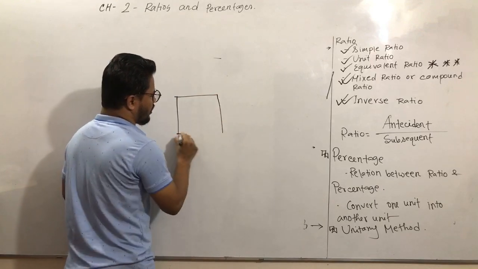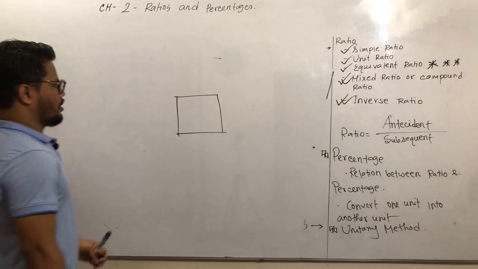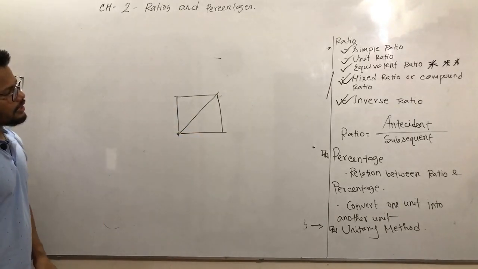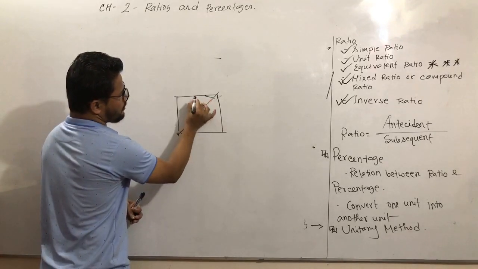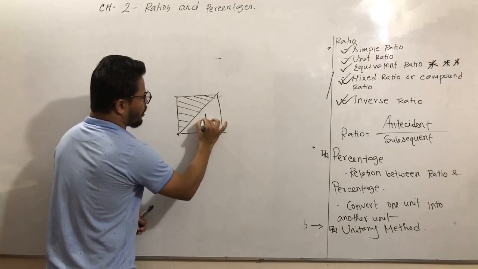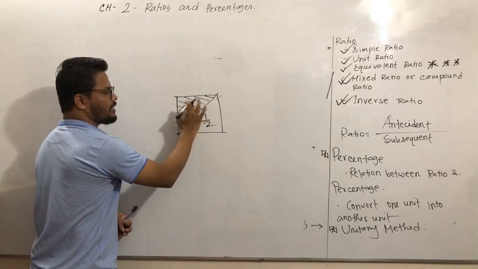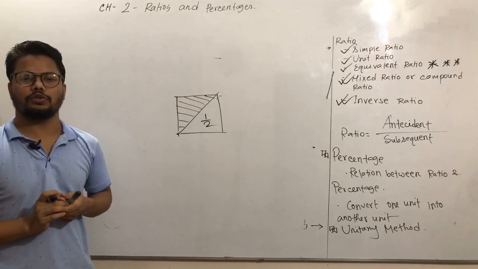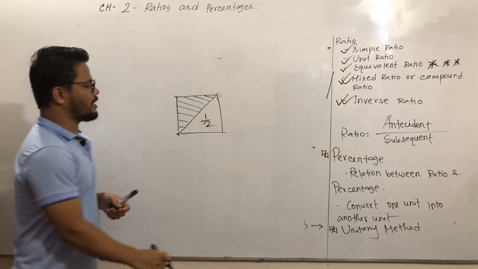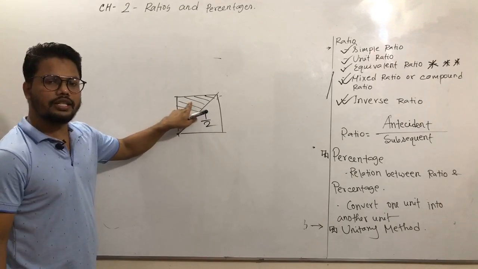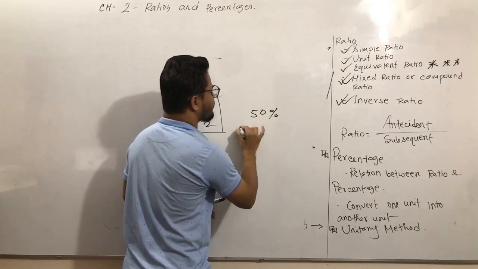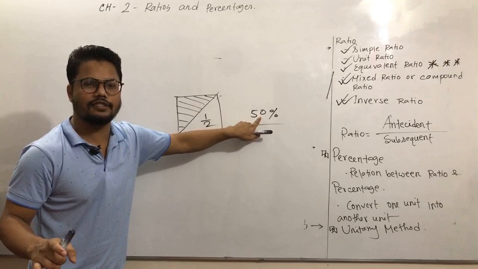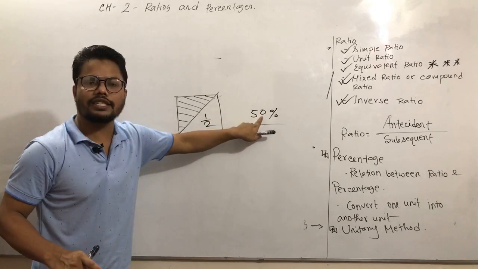If you see here, this is a square, and if we draw a diagonal here, the diagonal divides this square into two equal parts. This is the shaded part. This is called 1 by 2 portion. That is a half portion, and this is another half portion. This half portion is 1 by 2, and this one is 1 by 2. So if we convert this into a percentage, this dark or shaded portion is 50%. That means half. Half means 50. Now we can convert these fractions, this ratio, into a percentage. Ratio 1 by 2, as a percentage, will be 50%.